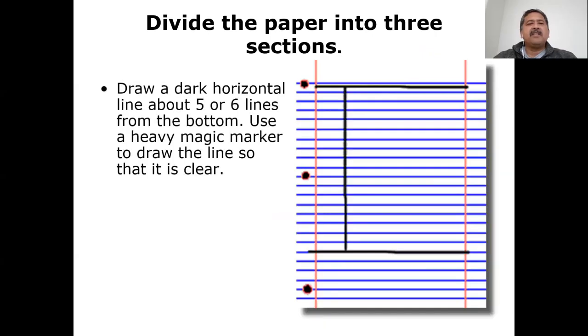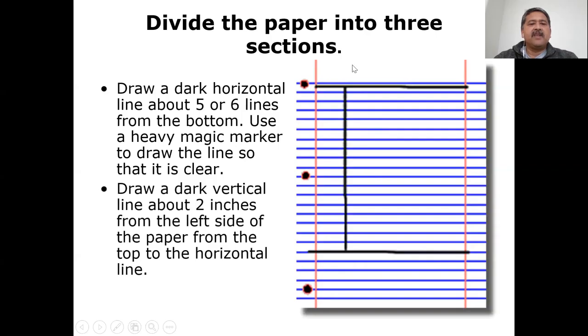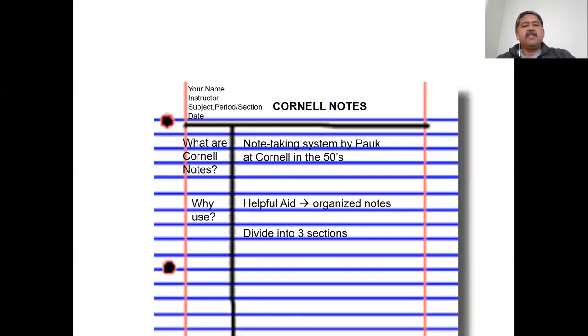We're going to divide the paper into 3 sections by drawing a dark horizontal line about 5 or 6 lines from the bottom. That's this one right here. I like to use a fat marker, not a Sharpie, but maybe like a Crayola medium point marker. Then you have a dark vertical line about 2 inches from the left side of the paper, like that. Some of my colleagues actually just have their students fold it over so that you have that area there. We'll see why that is a good tactic later. And then you've got this line right here just to finish it up. So divide it into 3 sections.